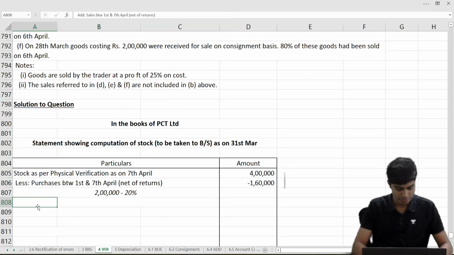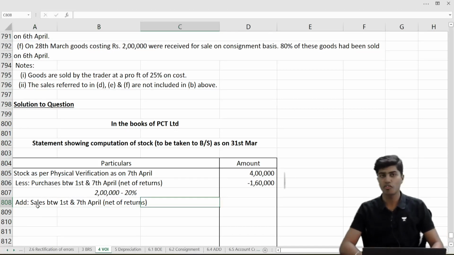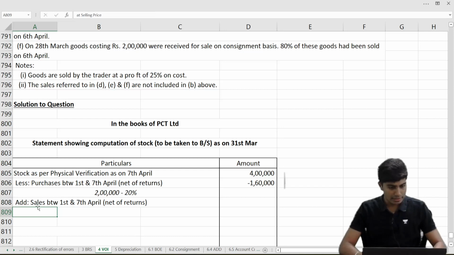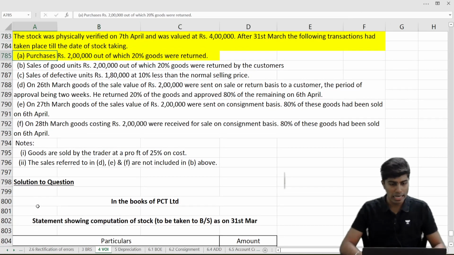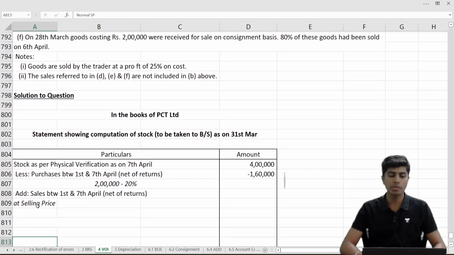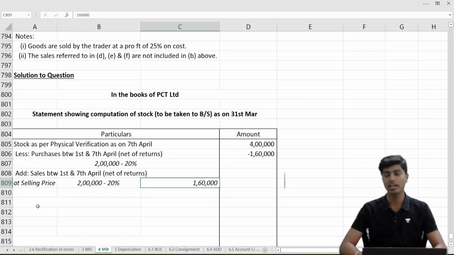Let's write. Add sales between 1st and 7th of April, net of returns. At selling price, it is how much? It is 2 lakh minus 20%. 2 lakh is the sales minus 20% because of the goods being returned. If I do 2 lakh minus 20%, 40,000 will get deducted. I'll get 1 lakh 60,000.